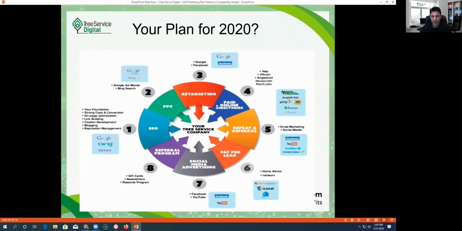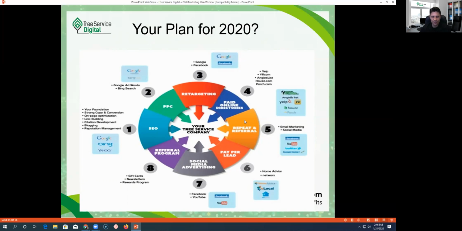Number 3 is the retargeting. Number 4 is paid online directories, if you need more lead flow, and then repeat and referral business, email marketing, social media, pay per lead with HomeAdvisor, Thumbtack, social media advertising. So we can do retargeting on Facebook or do some ads on Facebook offering certain discounts if they sign up through that ad.